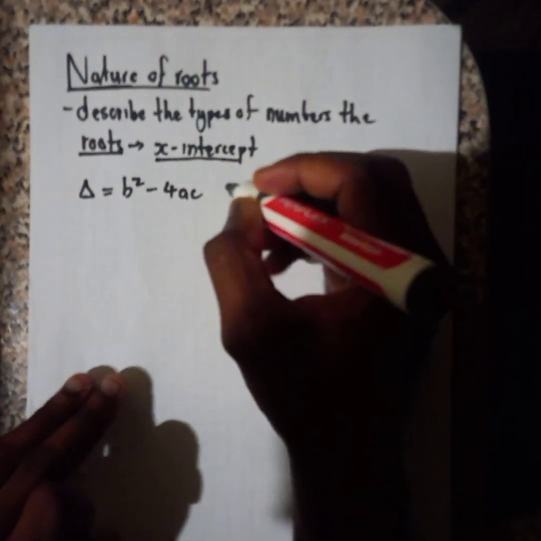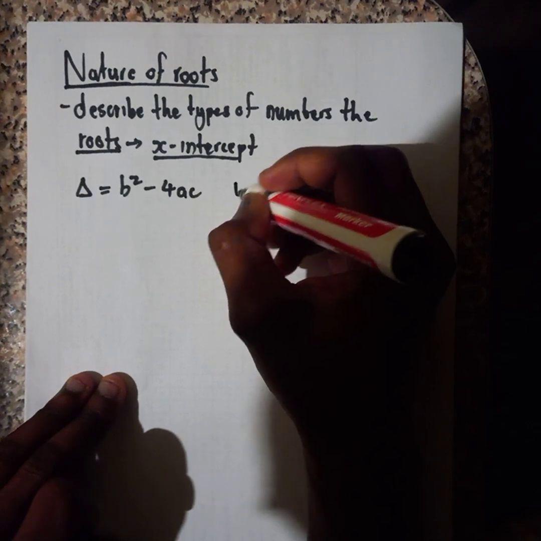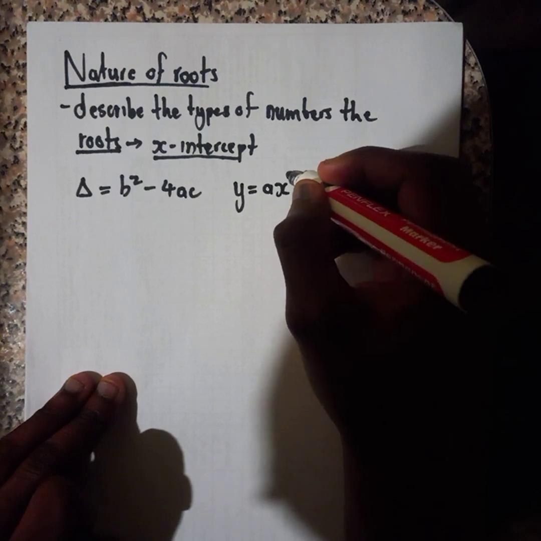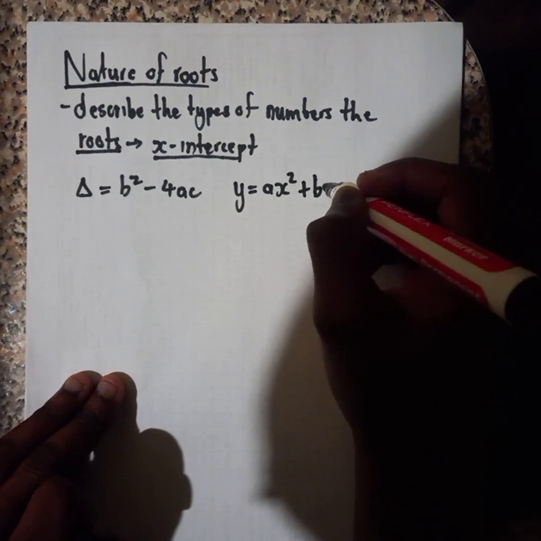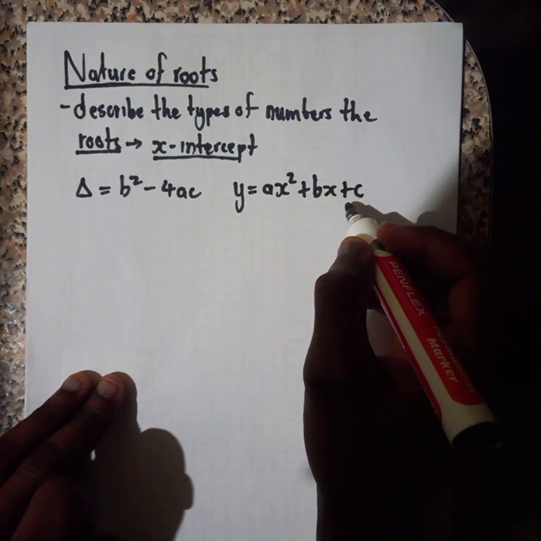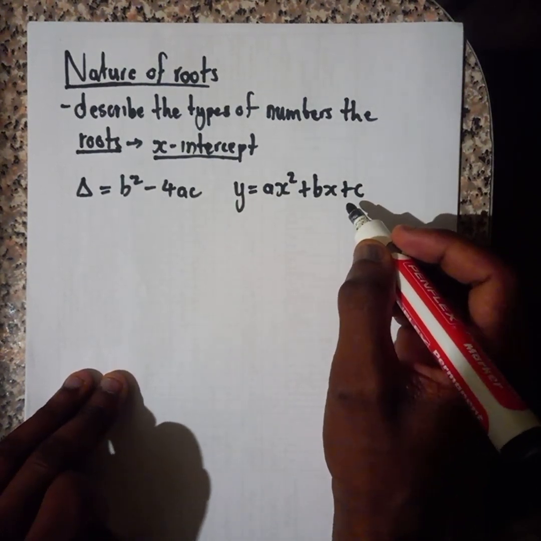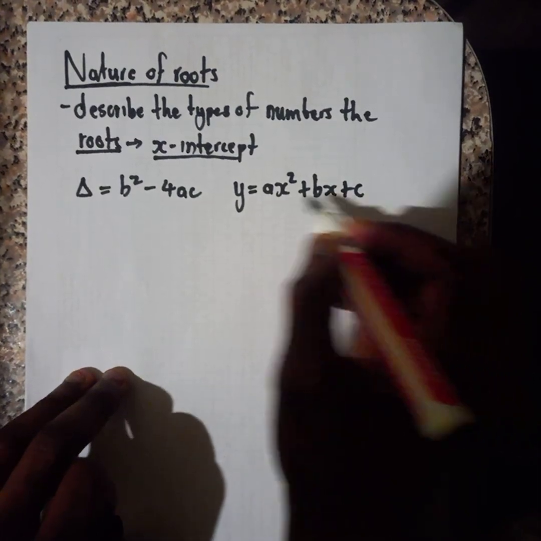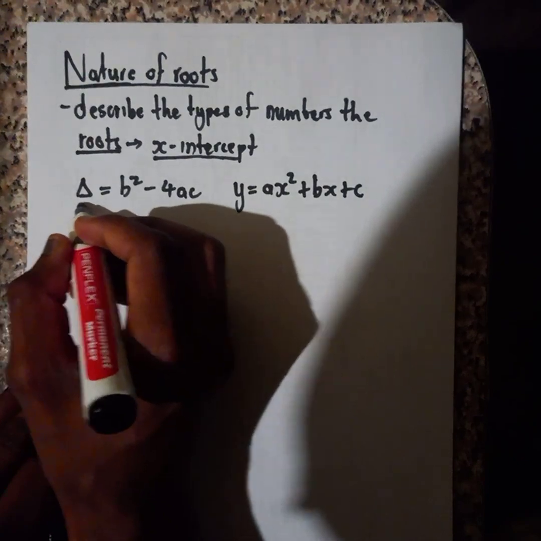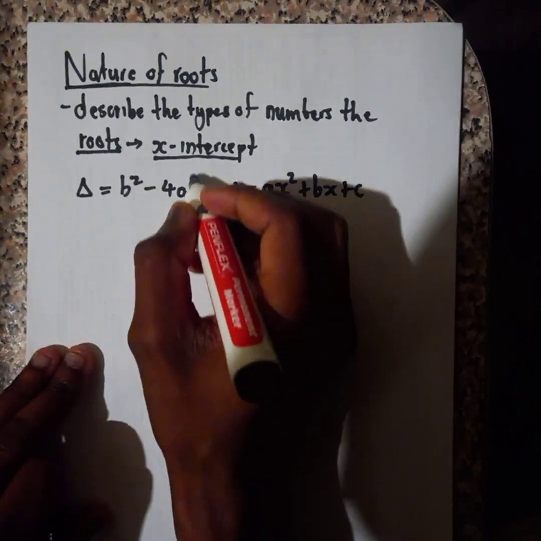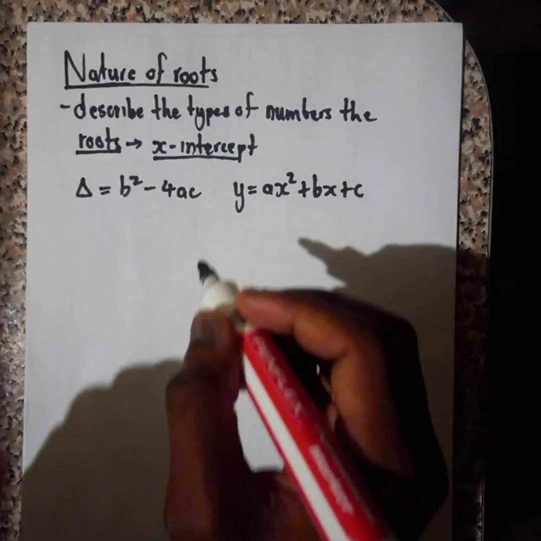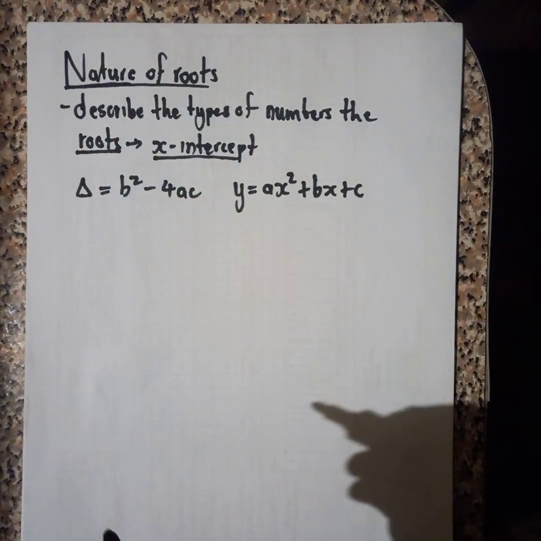Bear in mind that the quadratic formula is in the form y is equal to ax squared plus bx plus c. This is our quadratic formula, or the parabola formula. Then this one represents the discriminant, for us to determine the nature of roots. Do you understand, my fellow learners?